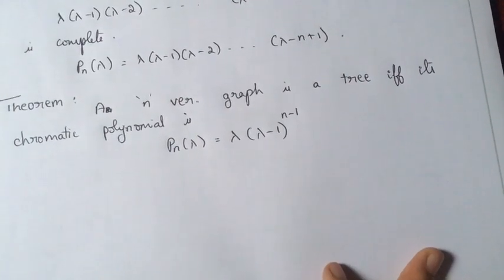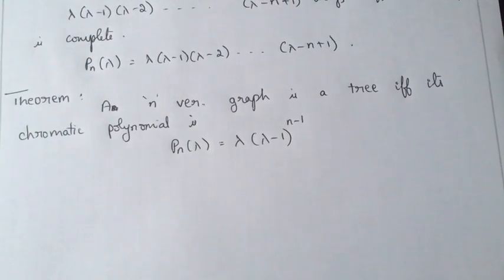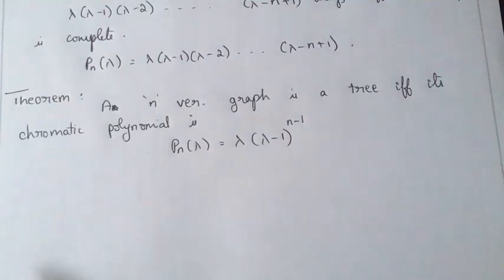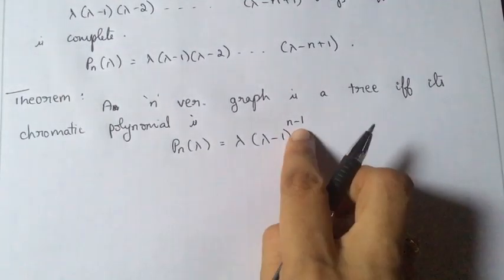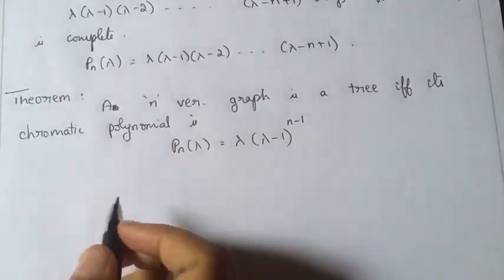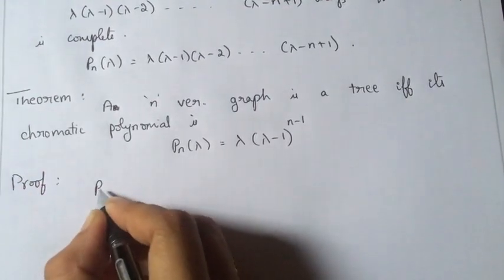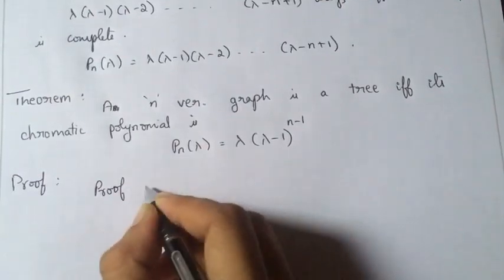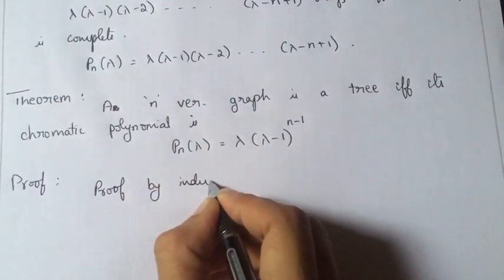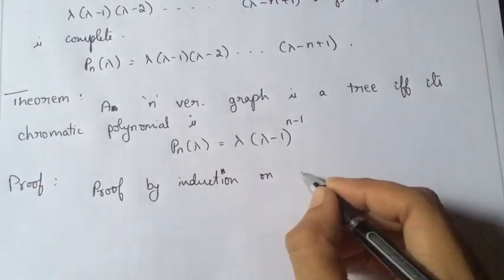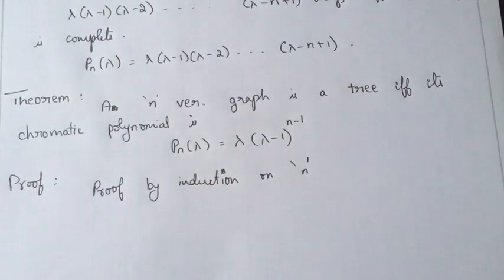If you have a tree on n vertices, then its chromatic polynomial is Pn of lambda equal to lambda into lambda minus 1 power n minus 1. I'm using induction on the number of vertices to prove this expression. Proof by induction, on the number of vertices, that is n.